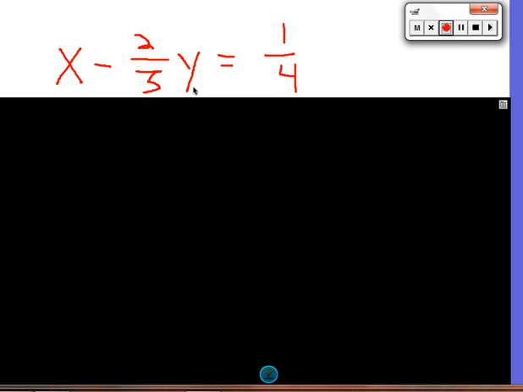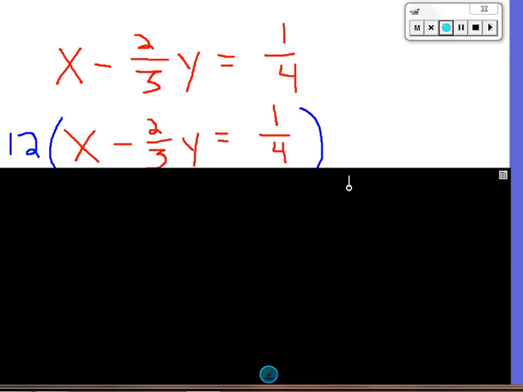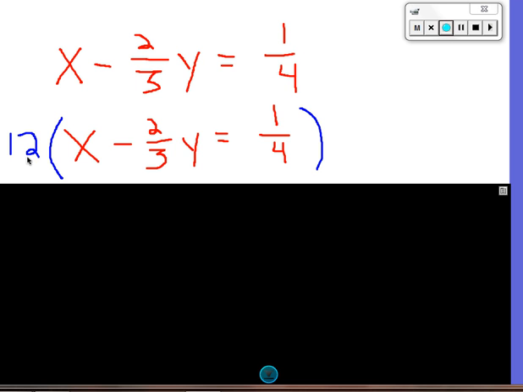But remember, we had some fractions, and a lot of people don't like working with fraction math, so I was showing you a technique to get rid of these fractions all in one step. So when you do that, what you're doing is you're looking at the denominators, 3 and 4, which will give us a common denominator, or LCD, of 12. What we're going to do is multiply this entire equation by 12.